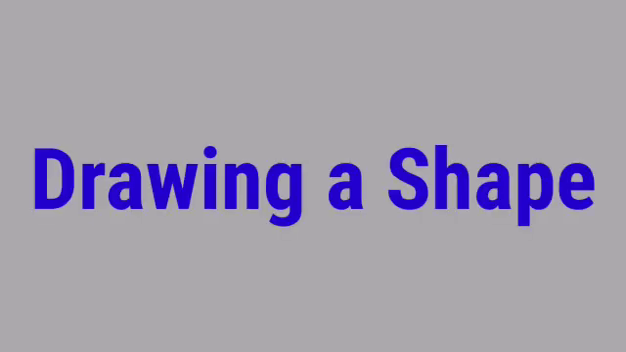Next is drawing a shape. We know how to draw many shapes in Paint. Yes, we have done this previously. So we can draw ready-made shapes such as rectangles, circles, squares, triangles, and arrows. You can also make your own custom shapes by using the polygon shape.